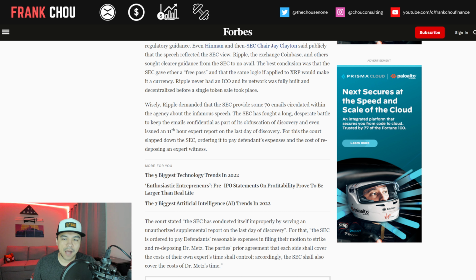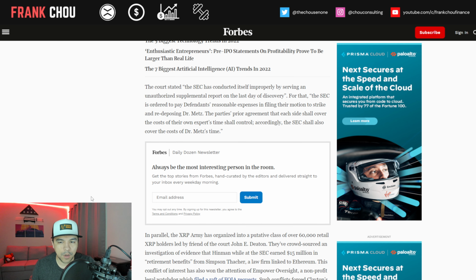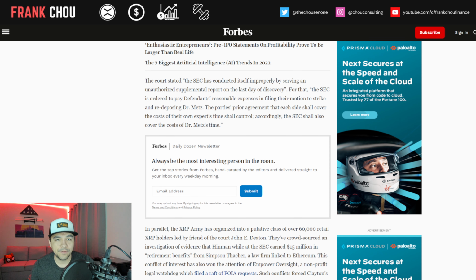For this, the court slapped down the SEC, ordering it to pay the defendant's expenses and the cost of redeposing an expert witness. The court stated, "The SEC has conducted itself improperly by serving an unauthorized supplement on the last day of discovery. For that, the SEC is ordered to pay defendants' reasonable expenses in filing their motion to strike and redeposing Dr. Metz. The parties' prior agreement that each side shall cover the costs of their own expert's time shall control. Accordingly, the SEC shall also cover the costs of Dr. Metz's time." I'll link the video going through that order in full detail down below and up top as well, so you can reference that in full if you so desire.